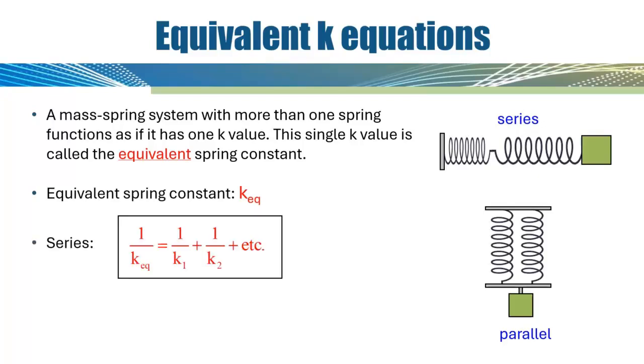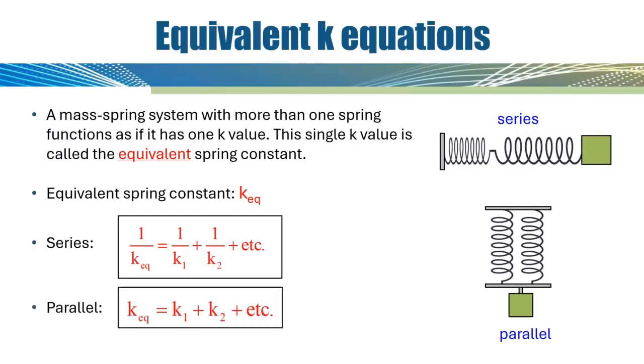So if your springs are in series, to find KEQ, it's 1 over KEQ equals 1 over the first spring constant plus 1 over the second spring constant plus 1 over any remaining springs you have in series. If they're in parallel, we just add up the individual K values, and that is going to give us the KEQ that we're going to take forward. So let's look at a quick example.